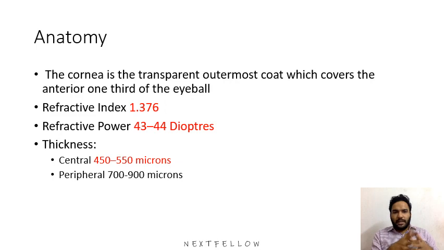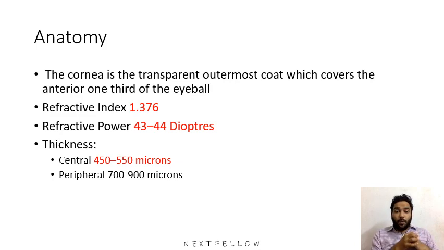peripheral corneal thickness. Central corneal thickness is approximately 520 microns on average, which is the normal central corneal thickness, whereas the peripheral corneal thickness is 700 to 900 microns. Basically the center is thin whereas the periphery is thick. That is how we are able to refract an object.